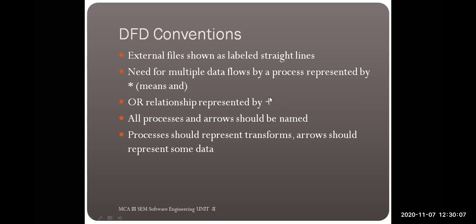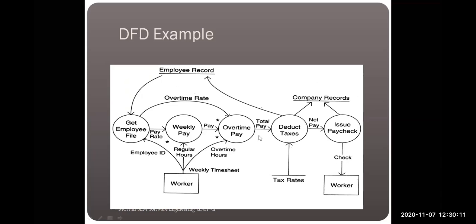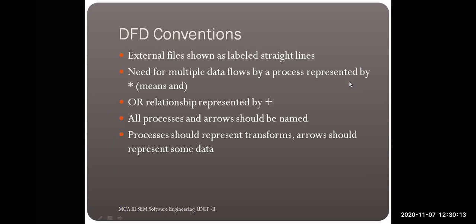If the diagram contains a plus symbol, it is called an OR relationship, this or that. All the processes and arrows should be named. It is compulsory that they have a name for each process and arrow demonstrated in the DFD diagram. A process should represent a transform, and arrows should represent some data. Okay.